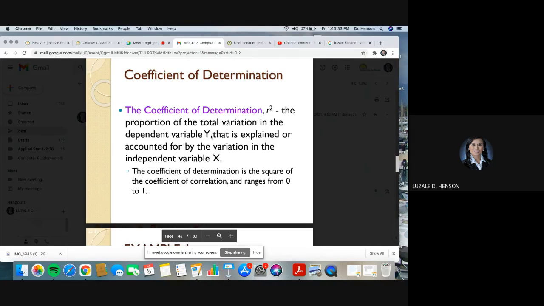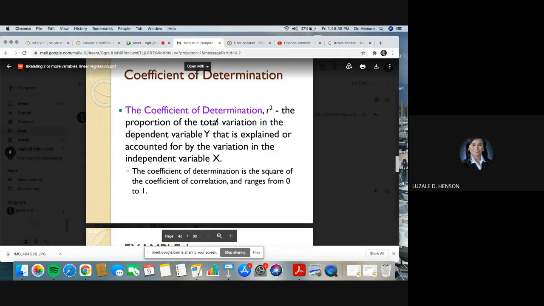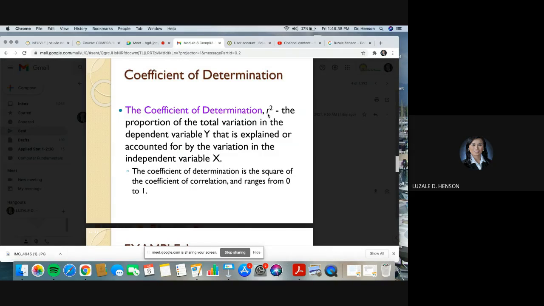Coefficient of determination, the square of r, is the proportion of the total variation in the dependent variable that is explained or accounted for by the variation in the independent variable. So meaning, the r squared will give you the corresponding effect in terms of total variation in the y variable. So the x, what is its effect? How much? Because you can convert this to percent.